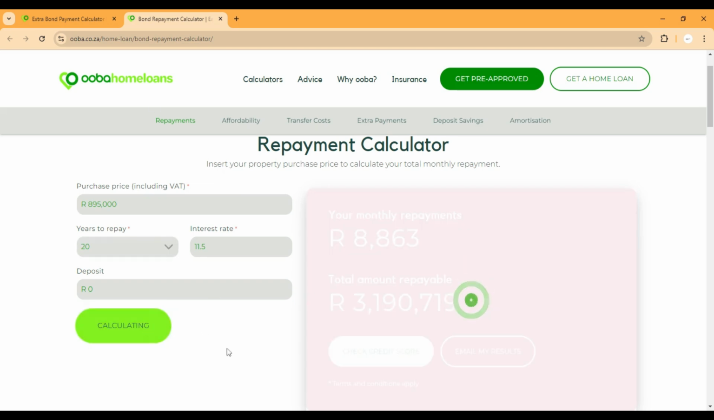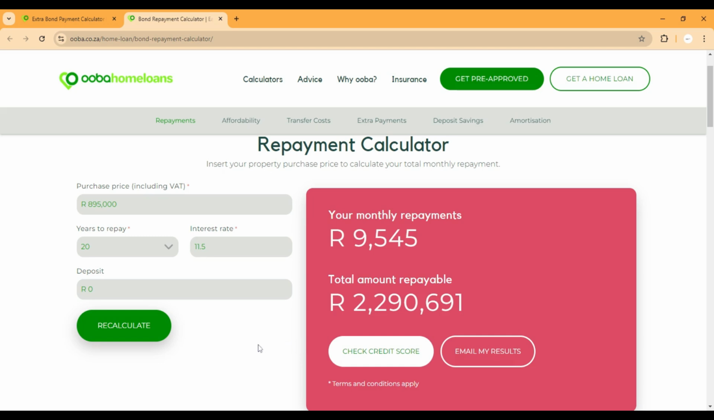And let's move over to 20 years. Change that to 20 years. So that's the monthly repayment for a 20 year loan term. We're looking at 9,545, and the total amount that's going to be paid back, because we borrowed a home loan of 895,000, is going to be 2.2 million.